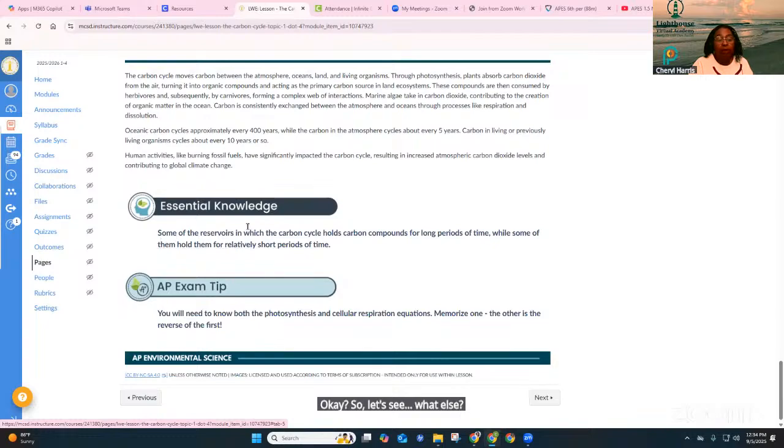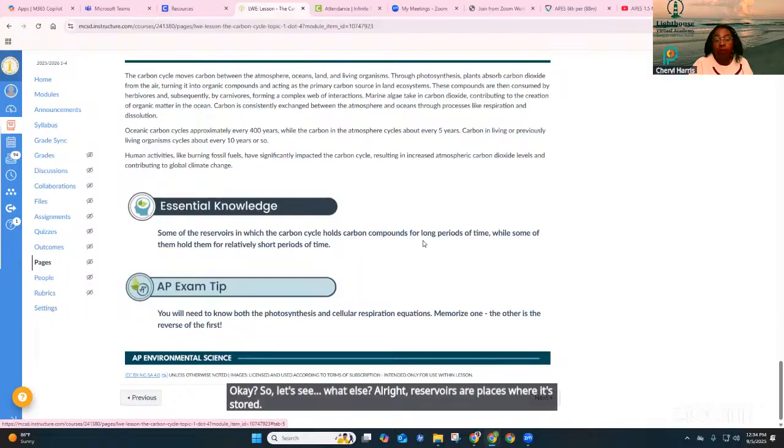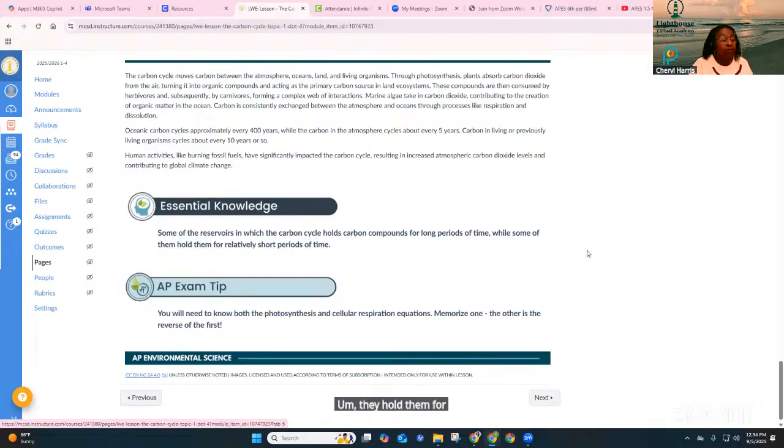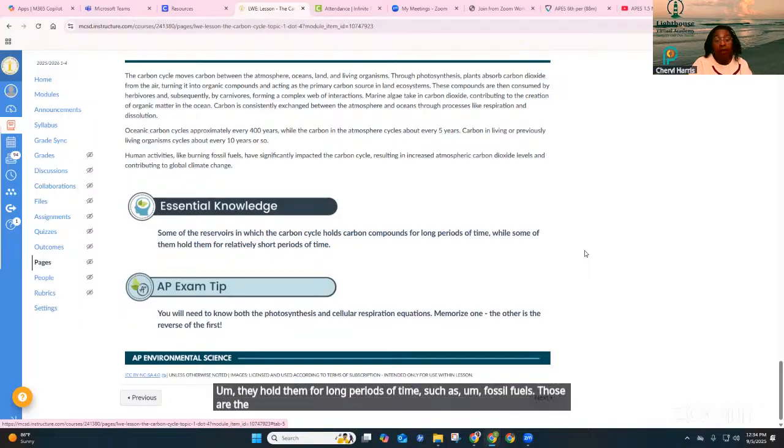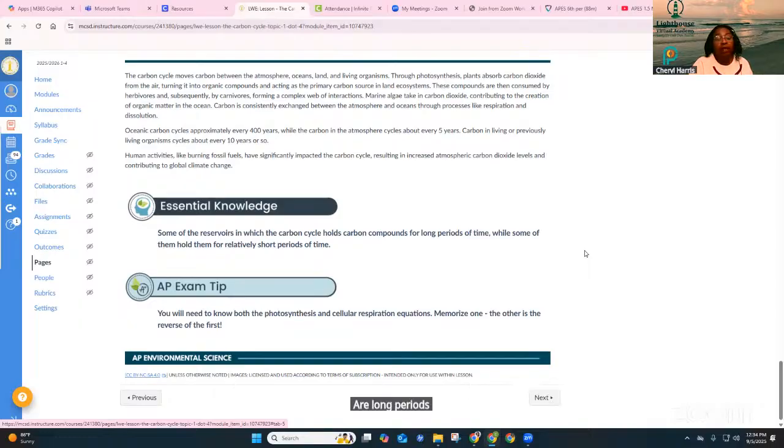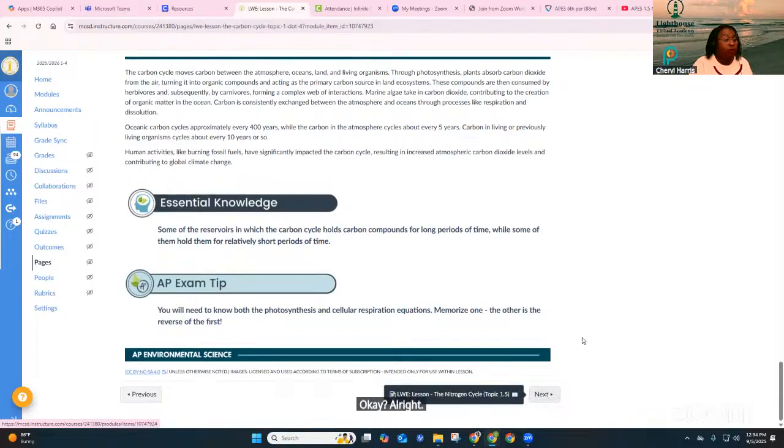All right. Reservoirs are places where it's stored. They hold them for long periods of time, such as fossil fuels. Those are the ones that are long periods of time and then have to be burned to be released. Okay, down here it says memorize one, like I said, and the other is the reverse. Okay, all right, so that's the quick review of carbon.